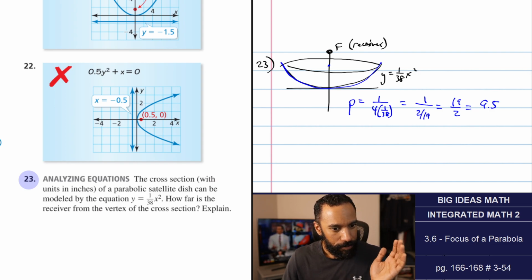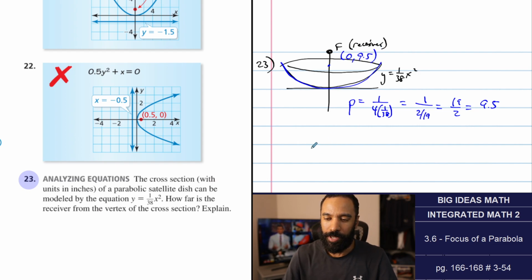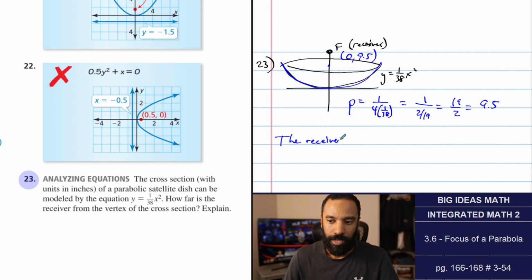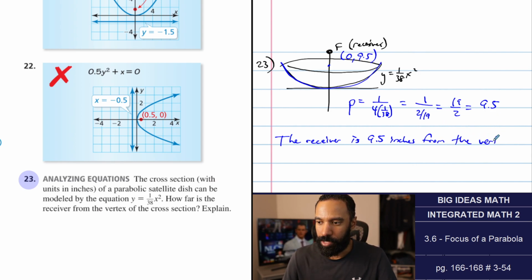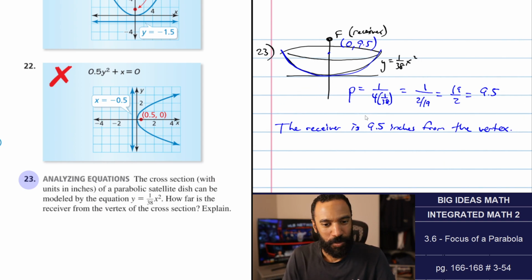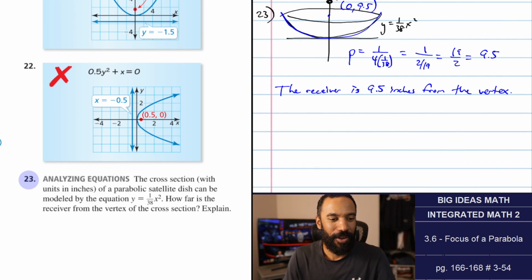Now the units are in inches. So this point here is at 0, 9.5. So the receiver, based on my work, is 9.5 inches from the vertex of the cross-section. I hope that that's right.